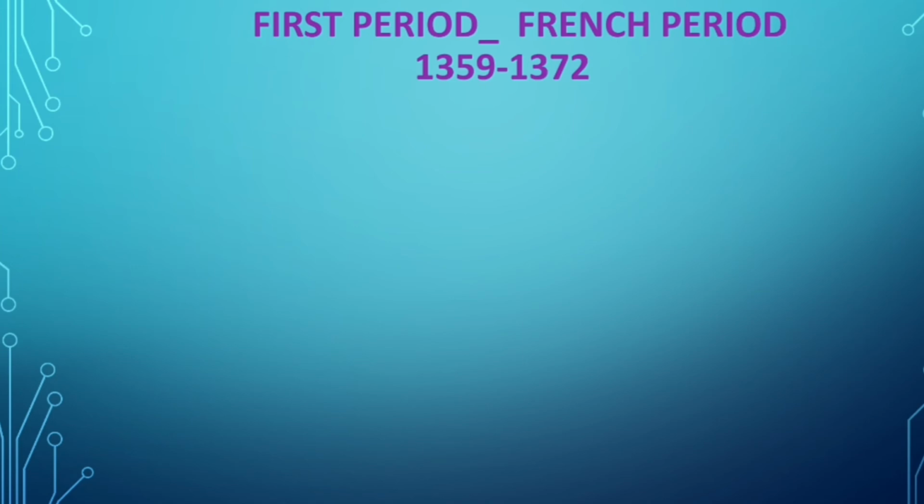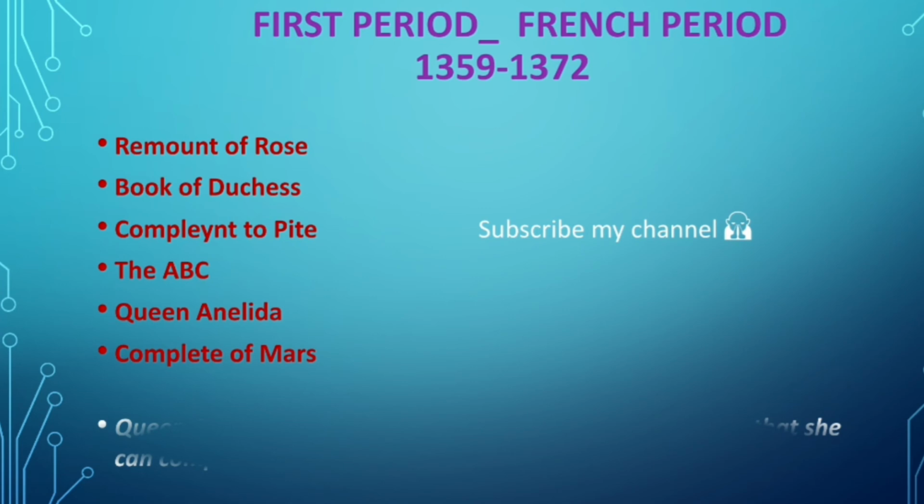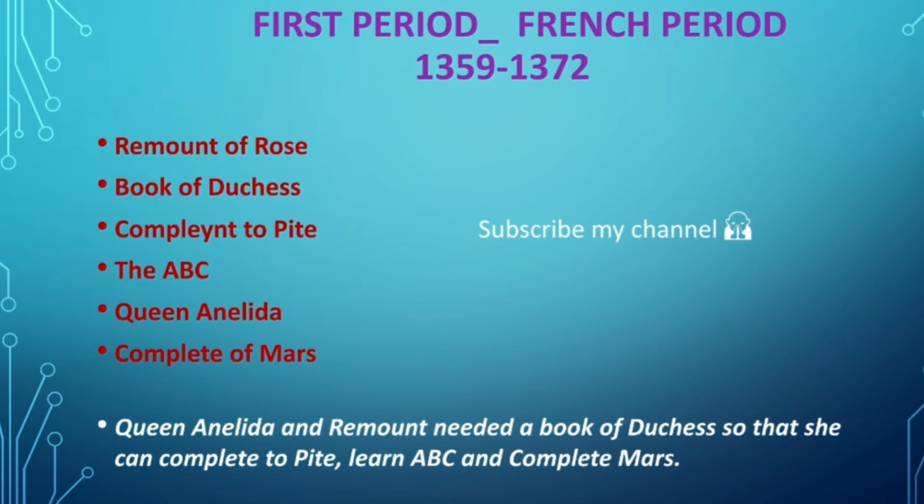Now, we are going to discuss the first period, the French period. What kind of texts were there? 1359 to 72: The Romaunt of the Rose, Book of the Duchess, Complaint unto Pity, The ABC, Queen Annelida, Complaint of Mars. And how are you going to learn this sequence? You can learn this line: Queen Annelida and Romaunt needed a Book of the Duchess so that she can complain to Pity, learn ABC and complain to Mars.